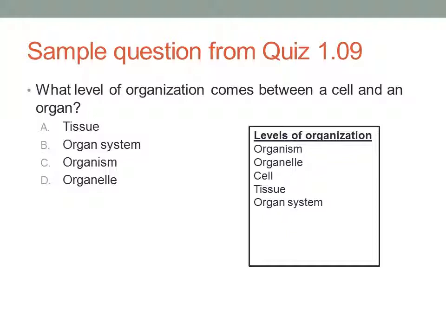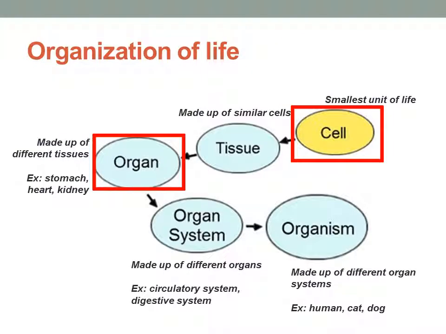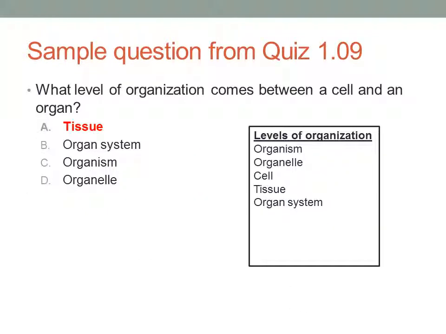So let's go ahead and revisit that slide. We see that in between cell and organ, we have tissues. So a group of cells would make up tissues, and a group of tissues would make up organs. So the best answer for this question would be A, tissue.